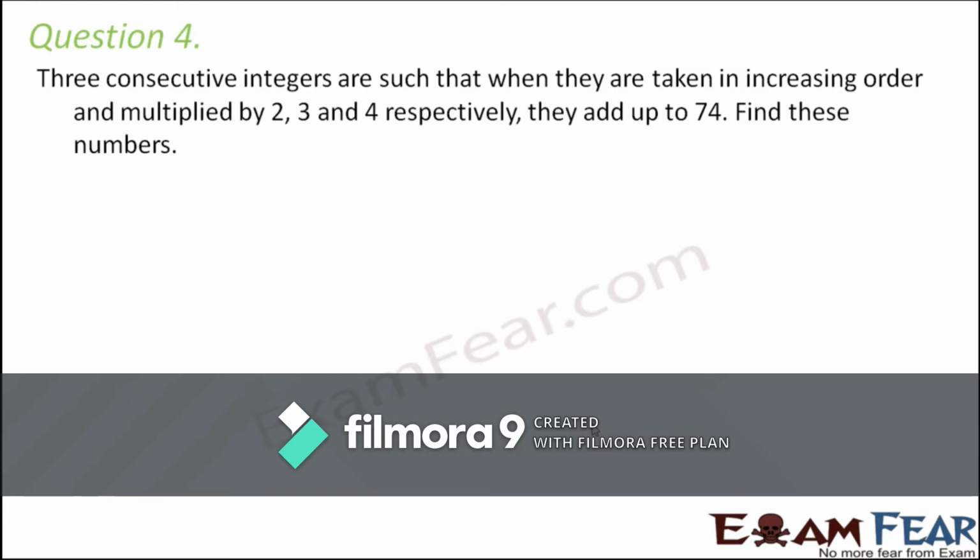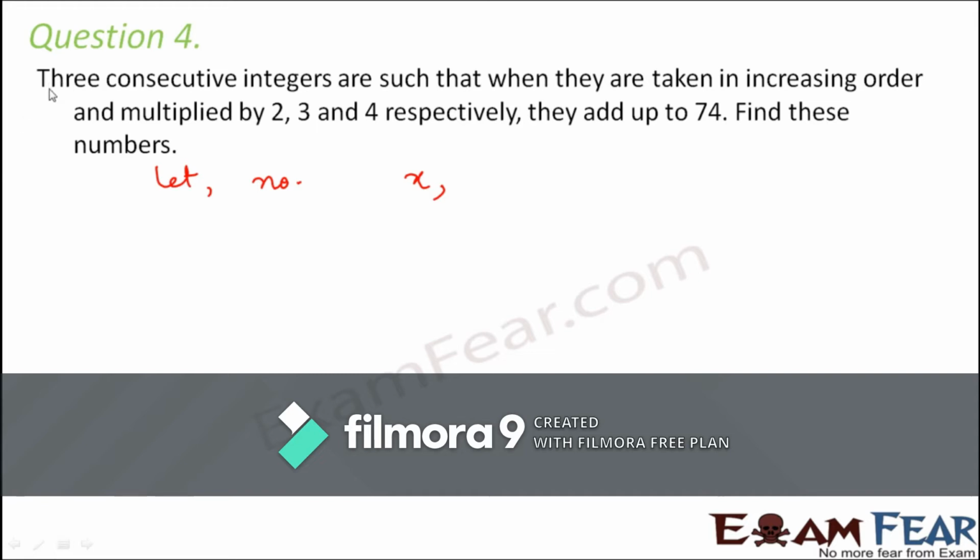Question number 4. Three consecutive integers are such that when they are taken in increasing order and multiplied by 2, 3 and 4 respectively, they add up to 74. Find the numbers. Now let us say that the numbers are x. Now you can also assume the numbers to be x, y and z. Now here we are talking about linear equations in one variable. So we should only try to involve one variable. So in that case, if one number is x, what would be the other number?